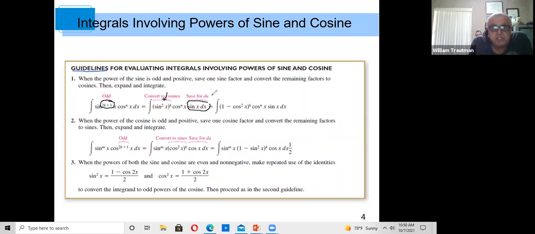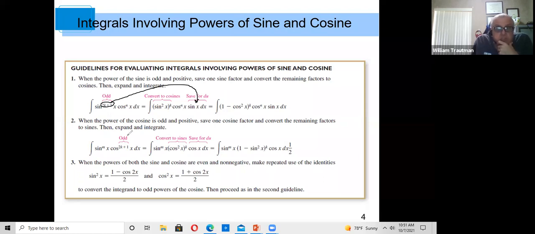And that's going to be your du, because if we're switching to cosine, if u equals cosine of x, then du is going to be the negative sine of x. Derivative of cosine is negative sine. So we want to save one sine for the du. What they're saying is, we'll take one of these powers, whatever this is, power of 5, and save one of them for the du.